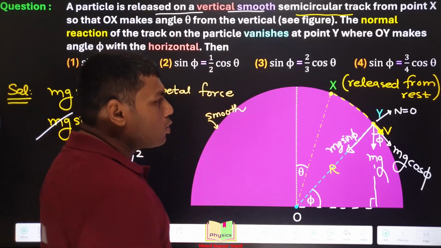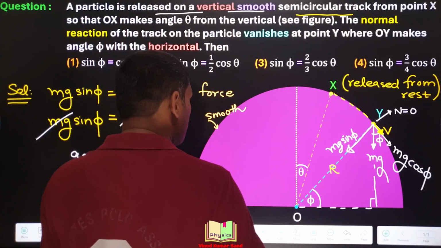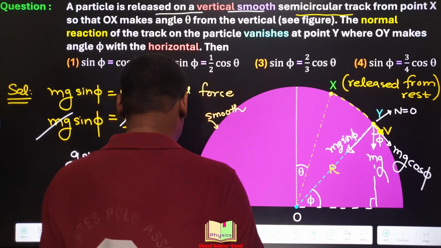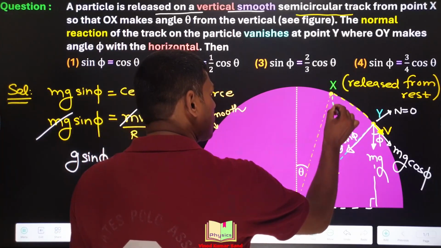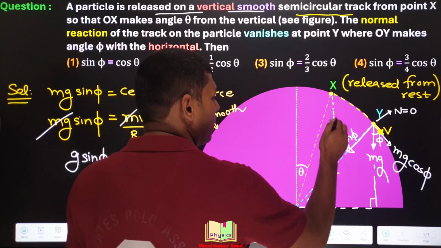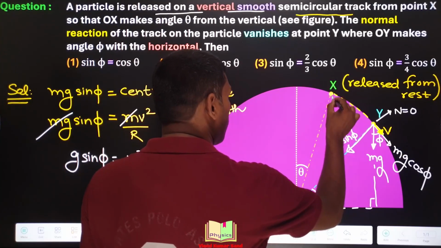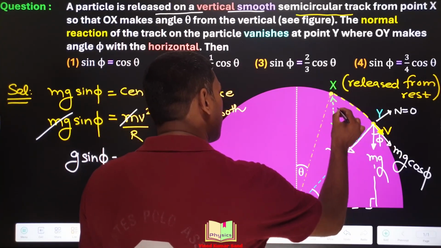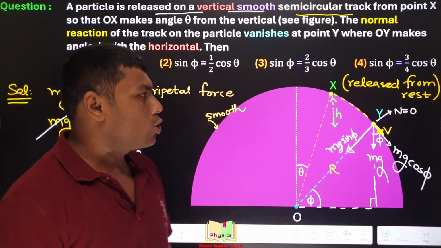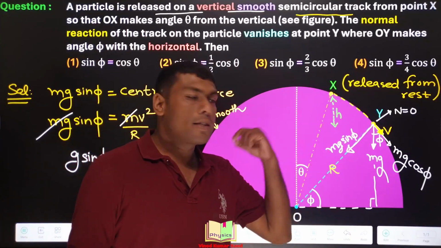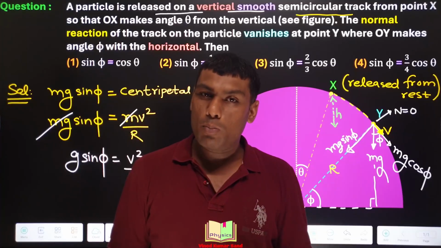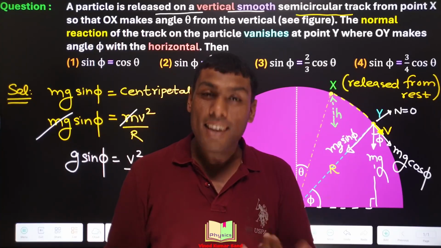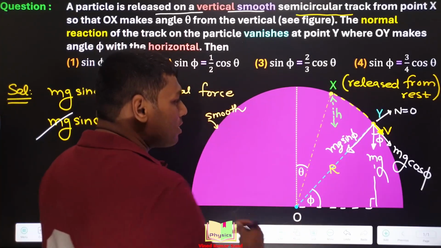To obtain the v square, let us focus on the diagram once again. In this diagram, if we watch carefully, the particle came down by some distance from the position x to position y. The particle came down by a distance h. When the particle is coming down by a distance h, it is losing its gravitational potential energy and gaining kinetic energy. So let us find that h.